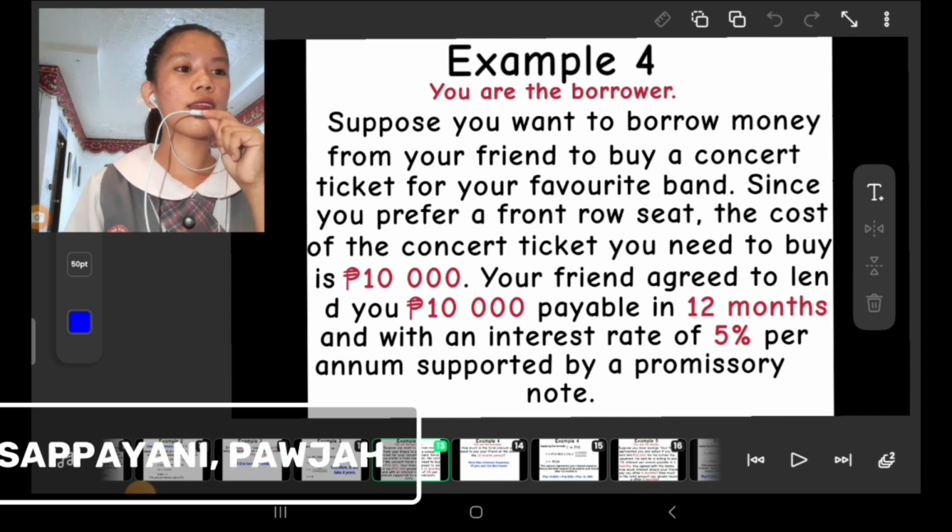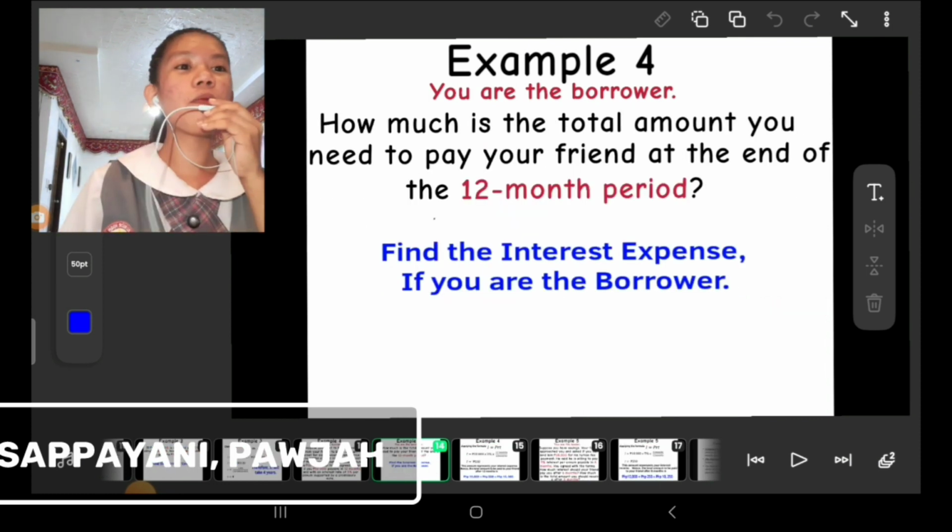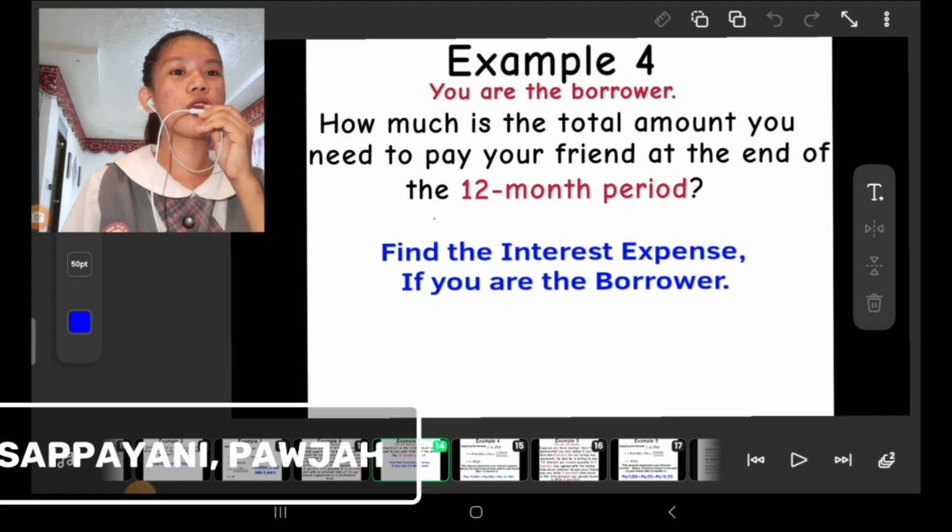Your friend agreed to lend you 10,000 payable in 12 months with an interest rate of 5% per annum. How much is the total amount you need to pay your friend at the end of the 12 months period? Find the interest first.